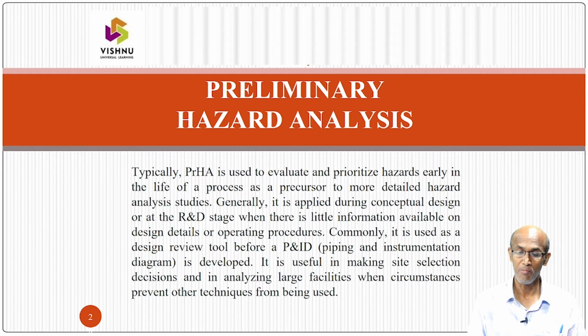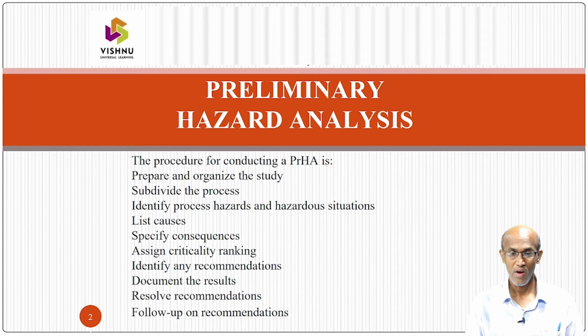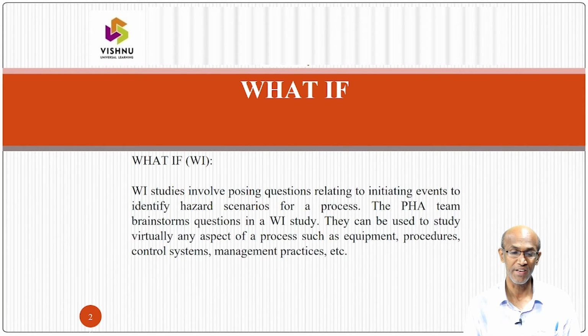It is useful in making site selection decisions and in analyzing large facilities when circumstances prevent other techniques from being used. The procedure for conducting preliminary hazard analysis is: prepare and organize the studies, subdivide the process, identify the process hazards and hazardous situations, list the causes, specify consequences, assign criticality ranking, identify any recommendations, document the results, resolve the recommendations, follow up on the recommendations.